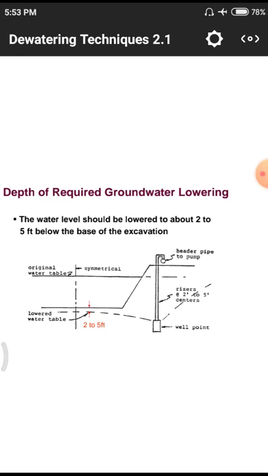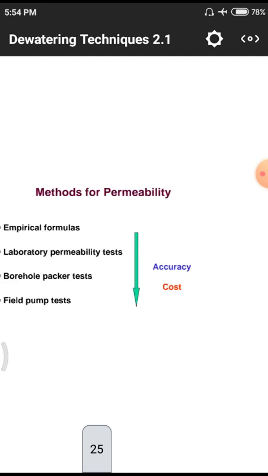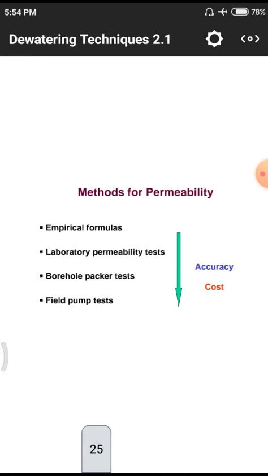Okay, this is the original groundwater table and the lowered groundwater table due to the usage of these pipes. Normally these pipes are used to decrease the groundwater by using these vacuum pipes or any other pipes. Previously we already discussed these pipe systems. Next we are having the methods of permeability. What are the different methods of permeability? How do we need to calculate it? Empirical formulas are there. Next one, laboratory permeability tests. Next, borehole packer tests, field pump tests.